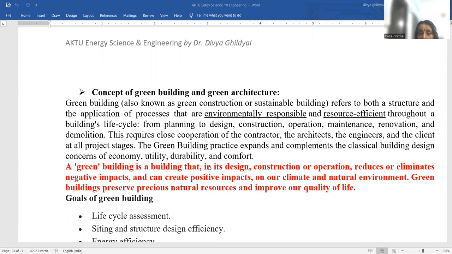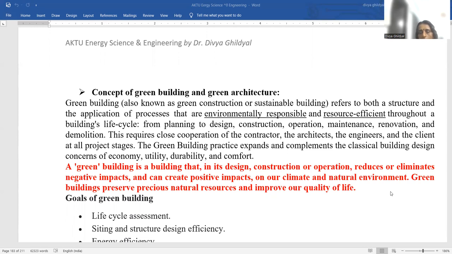So a green building is a building that in its design, construction, or operation reduces or eliminates negative impacts. Negative impacts in the sense that suppose earlier design structures did not have MCB panels, which were a very big cause for high electricity bills. Or they were not having natural sunlight, so the whole day light used to stay on, resulting in high electricity bills. So all this creates a positive impact on our climate and natural environment.